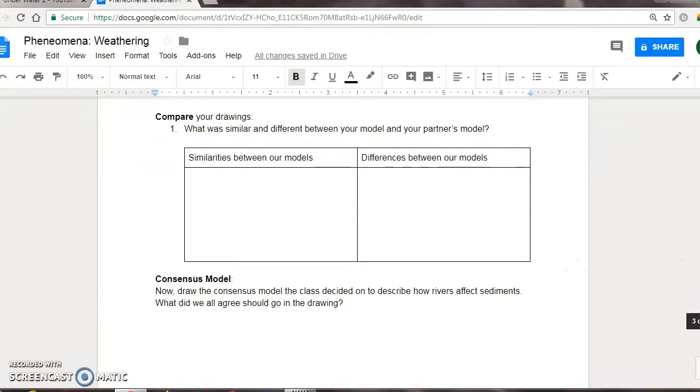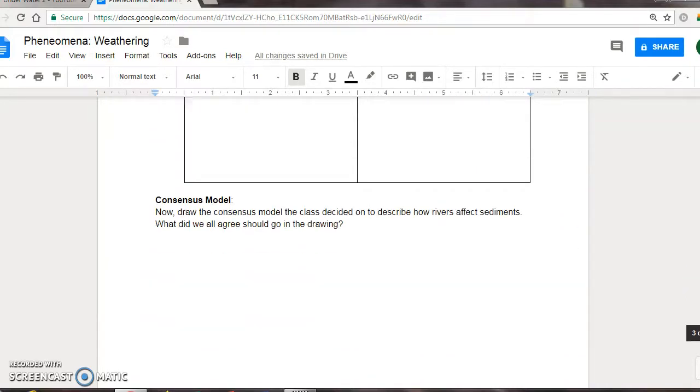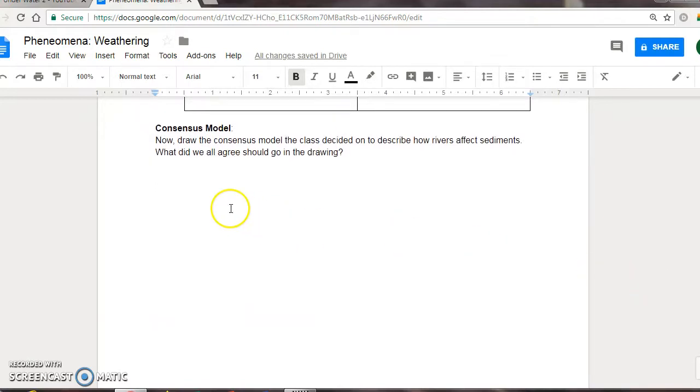After you've compared drawings with a partner, we're going to come together and have a group discussion. We're going to decide on what we think is correct that should go in the drawing. So this is what we call a consensus. A consensus is what we all agree should go in the drawing. So after we've had this group discussion, we'll have our final drawing here showing how the water and the sediments are interacting.